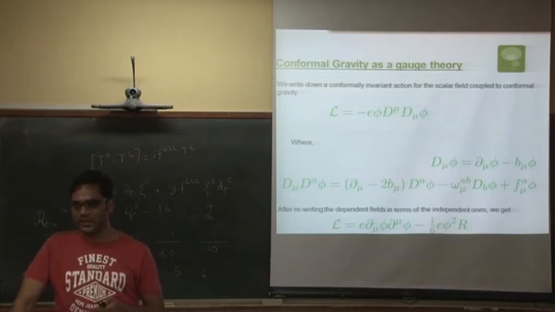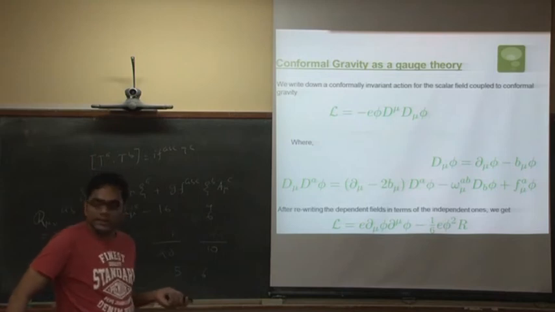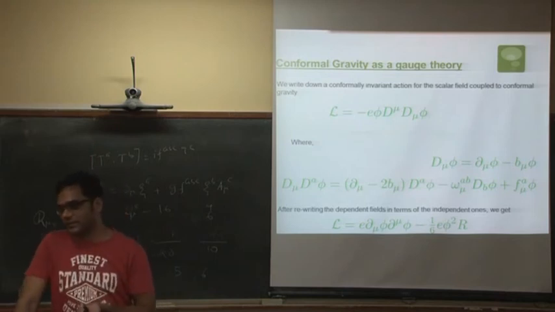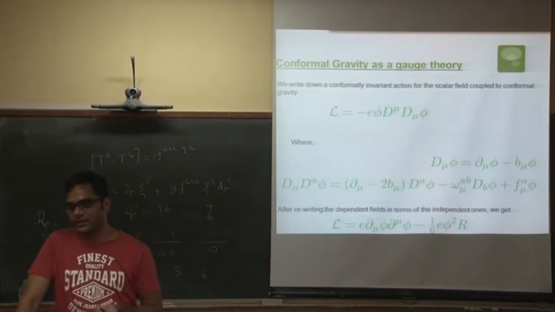What other field is buried inside R? The spin connection. Yeah, spin connection is given in terms of E. So if I was to vary this to get classical equations of motion, I vary with respect to E and with respect to phi.